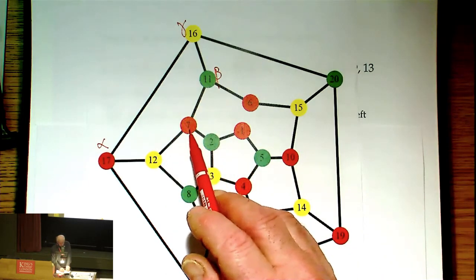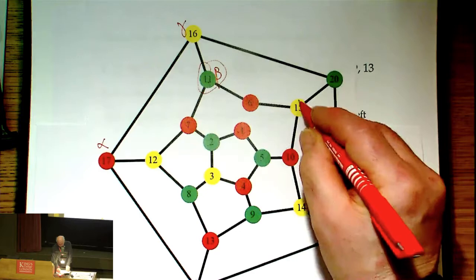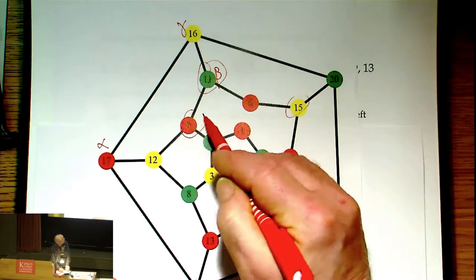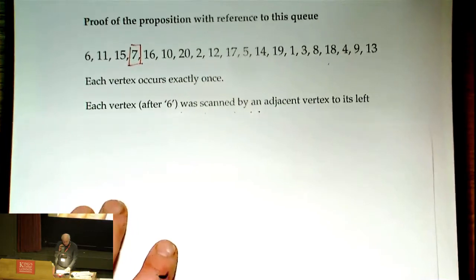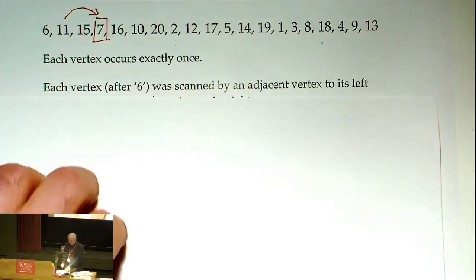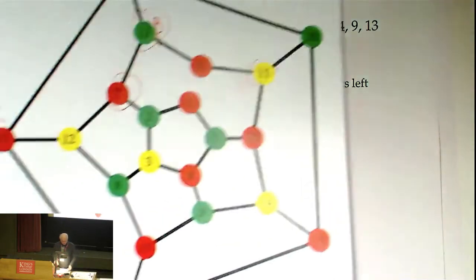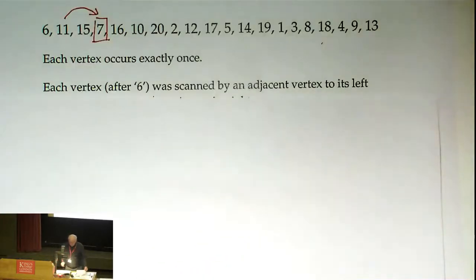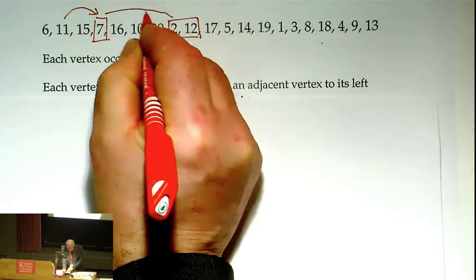Well, 7 came in the queue because it was adjacent to 11. We started from 6. Then we put 11 and 15 in, so the second one in the queue was 11, and 11 saw the 7. So the 7 came into this queue because it was adjacent to 11. It was seen by 11. Now, the other two adjacent vertices to 7 were 2 and 12. So adjacent to 7 were 2 and 12. That's why they got into the queue there.